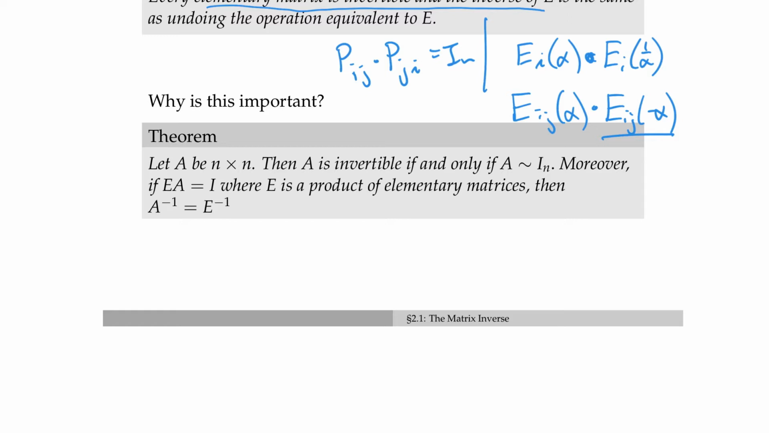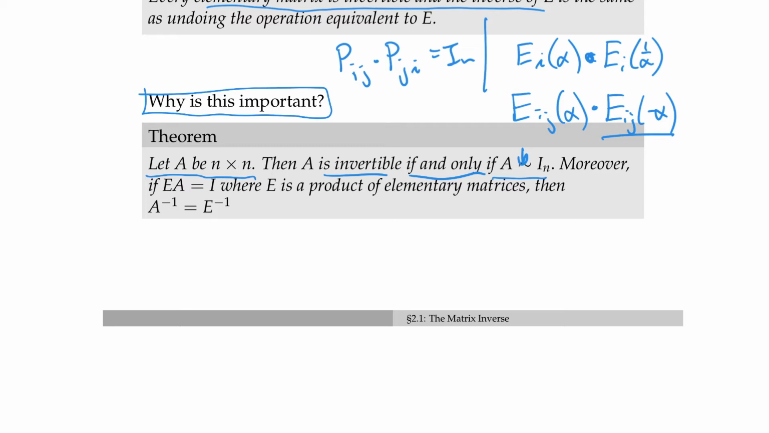Now, why is this all so important? Why do I care that the elementary matrices are invertible and I can write a closed form for their inverses? Well, here's why. So suppose we have some n by n matrix. Then it's invertible if and only if I can row reduce it to the identity matrix. Okay? So let me repeat that. If I can row reduce a matrix to the identity, that means it's invertible.